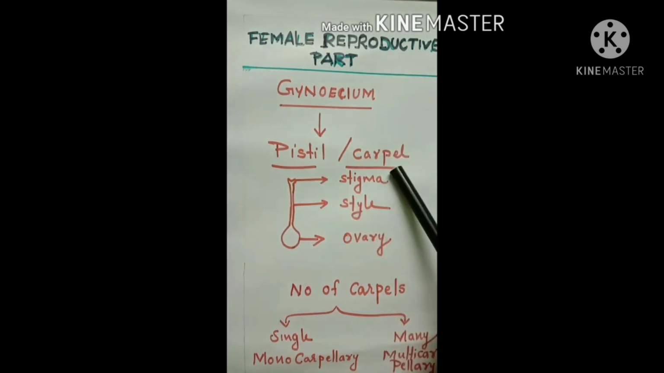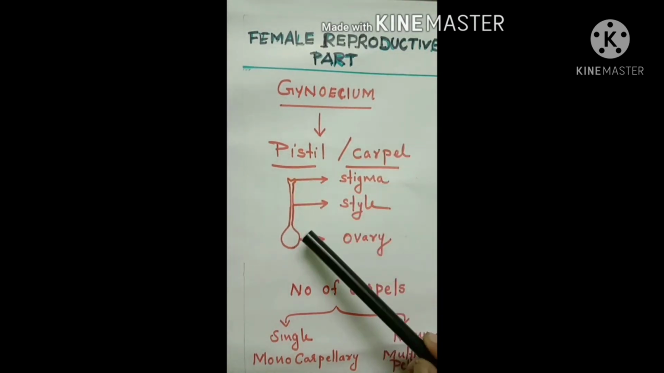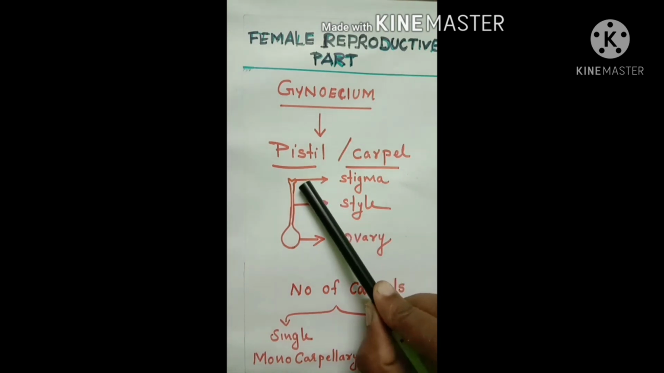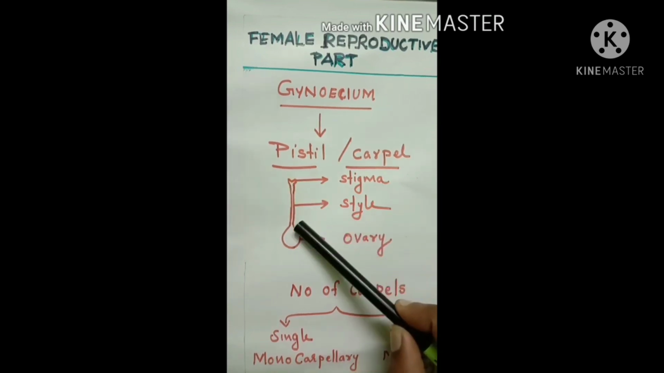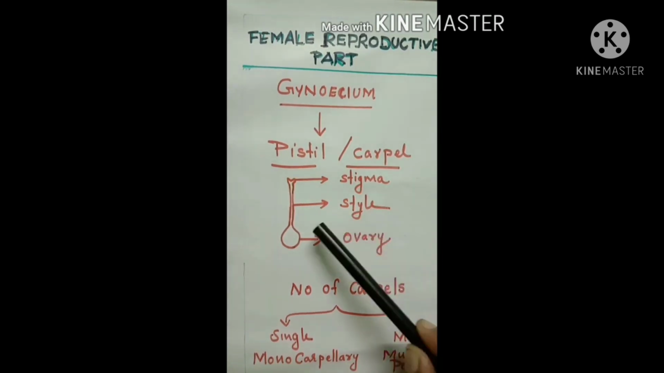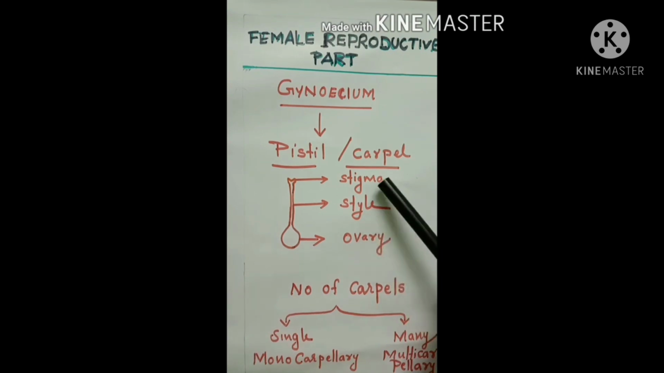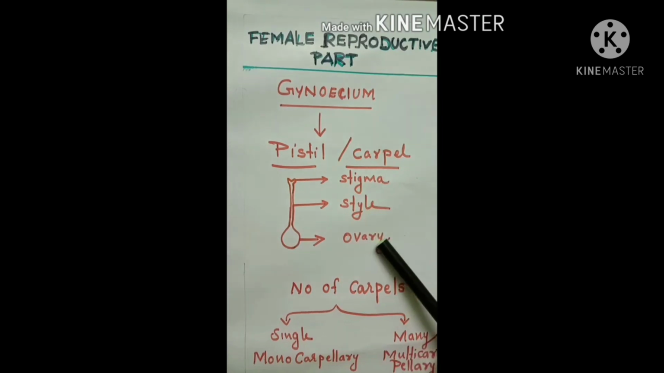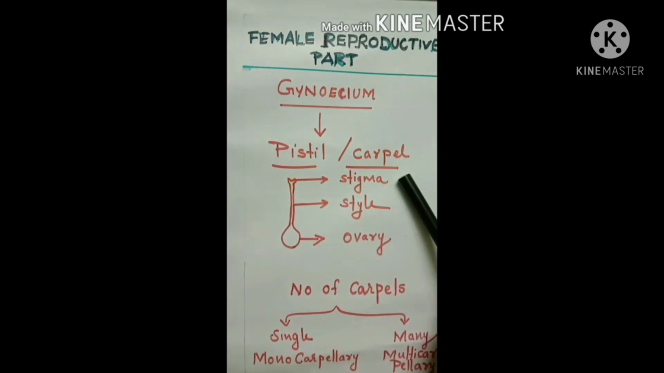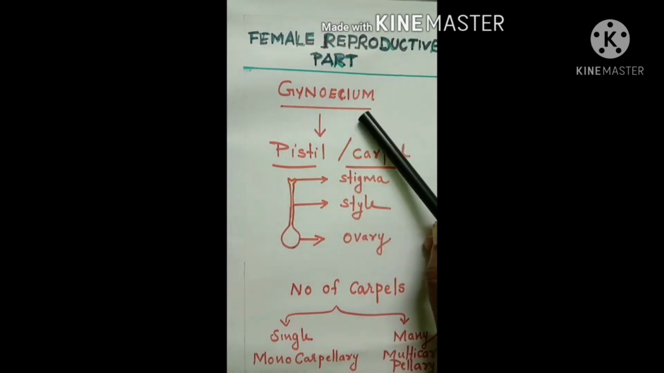Each pistil or carpel has three portions. The topmost portion is called the stigma, where the pollen grains land, and a long slender portion beneath the stigma is called the style, and the basal swollen portion is called the ovary. Stigma, style, ovary: these are the three different parts present in a pistil or carpel. Pistil or carpel together is known as gynoecium.